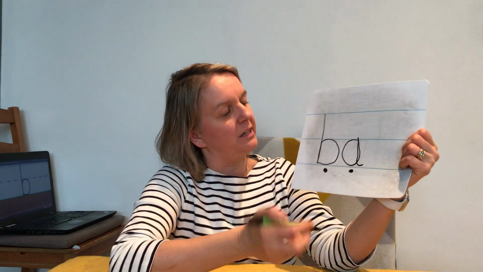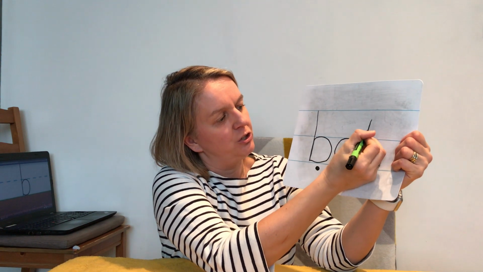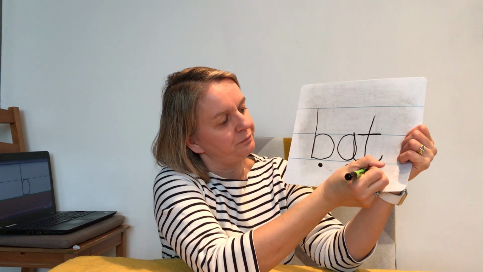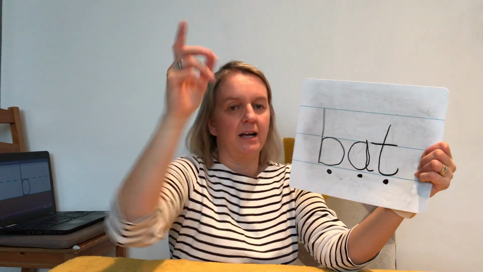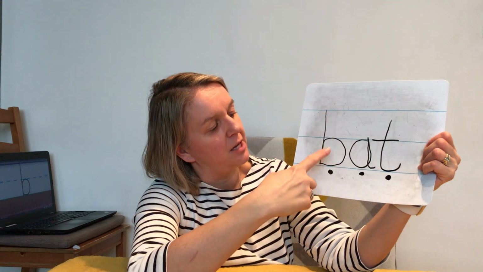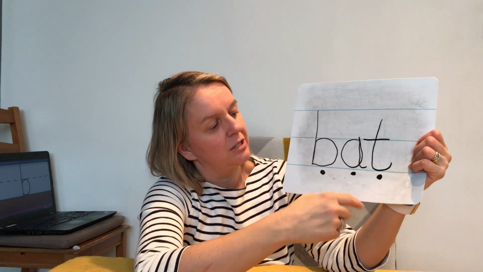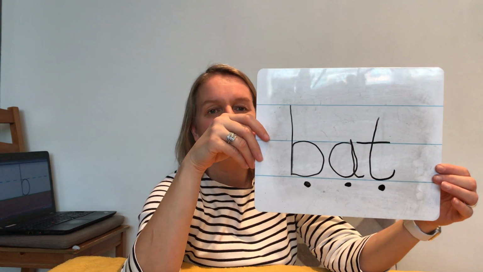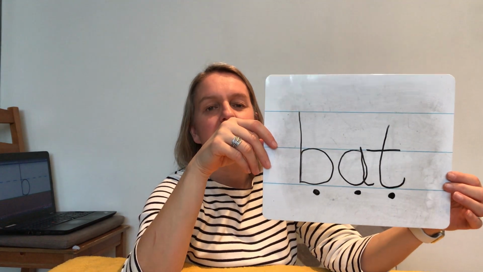B-at. What can you hear at the end of the word? I could hear a t. And I know it goes down with a tail and a line across. Let's check that we've got it right then by pressing our phoneme buttons. B-at. B-at. Bat. Did you manage to get all those letters and write it at home? Fantastic job if you did.